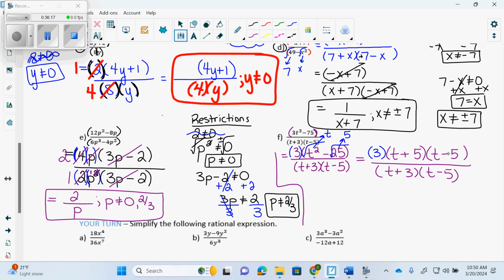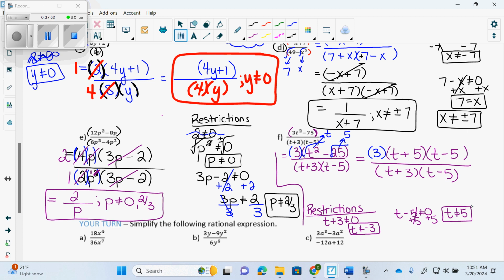You get very excited. You slap your hand and you're like, no, no, girl. I need to first do what? NPVs, non-permissible values, restrictions. Okay, I stopped myself. So my restrictions, what are they going to be? I have t plus 3 can't equal 0. Do I care what the numerator is? No, it's allowed to equal 0. I subtract 3 and I get t can't equal negative 3 as one of my restrictions. And then I get t minus 5 can't equal 0. I add 5, and I get t can't equal 5. So I have 2 restrictions.